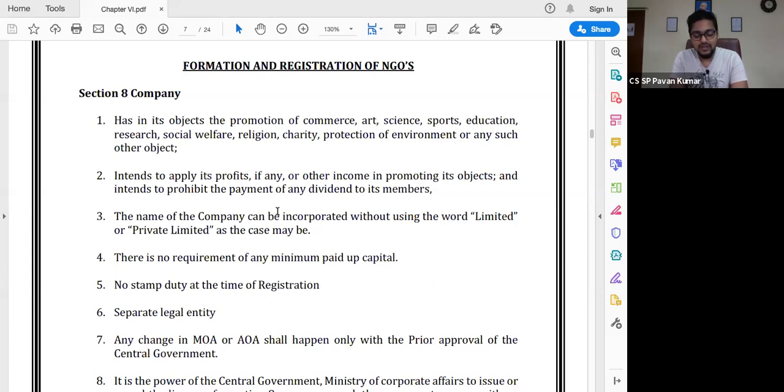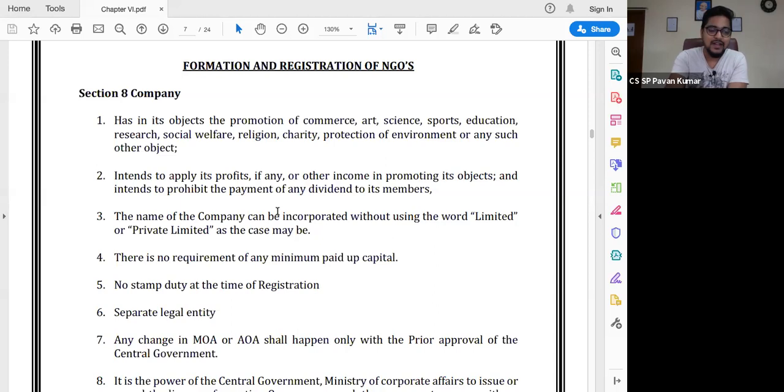Each has the same objectives, but the regulations, the entity under which they are registered, and the enactment under which they are registered differ for each type of entity. So let's start seeing each type of entity one by one, starting with the Section 8 company. A Section 8 company is a company registered under the Companies Act, which has objectives for promoting commerce, art, science, sports, education, research, welfare, religion, charity, protection of environment, and any other such activities. These are the objectives for which they are formed.